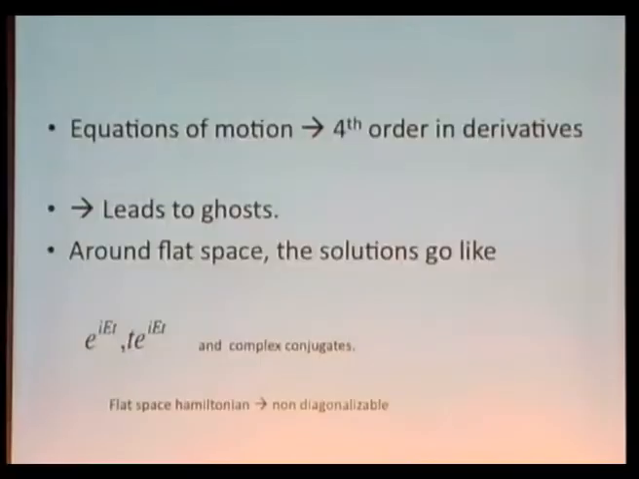Now, the equations of motion of this theory are 4th order in derivatives. And for that reason, it leads to ghosts. And around flat space, the solutions go like e to the i. So for a fixed momentum, they oscillate, and there is a piece that grows linearly in t. And then there are the complex conjugates. And due to this piece that has this t factor here, the flat space Hamiltonian is not diagonalizable. It has a Jordan form.